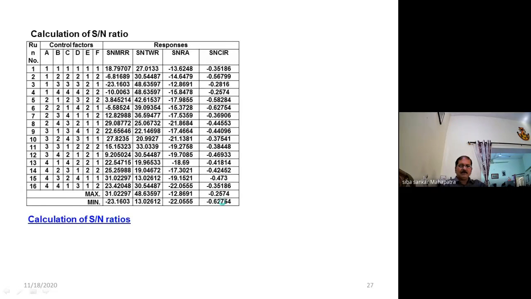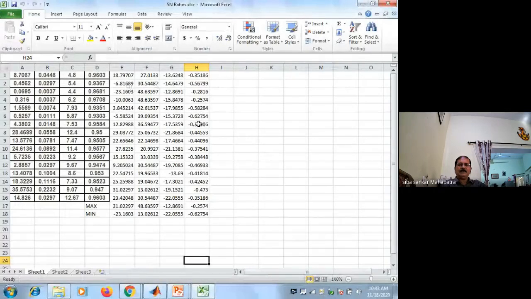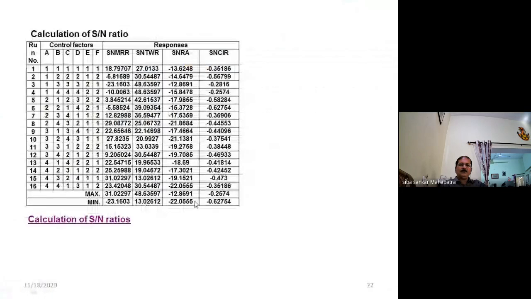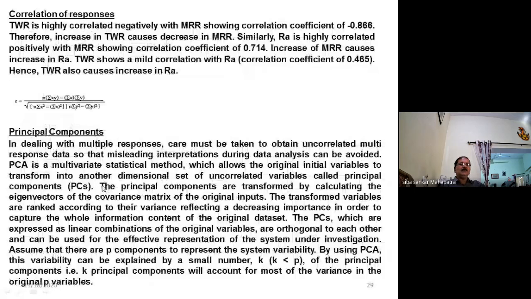Now the Excel sheet for calculation of signal to noise ratio is given here. These are the calculations, and we find out the maximum and the minimum. So signal to noise ratio has been calculated. Once you find out the signal to noise ratio, you can normalize it so that all values will be between 0 and 1. So normalization has been done.